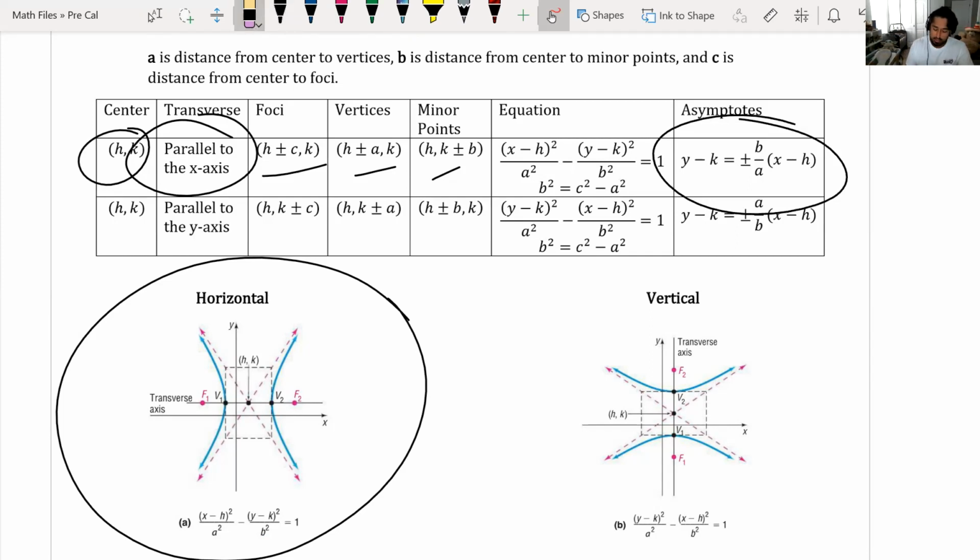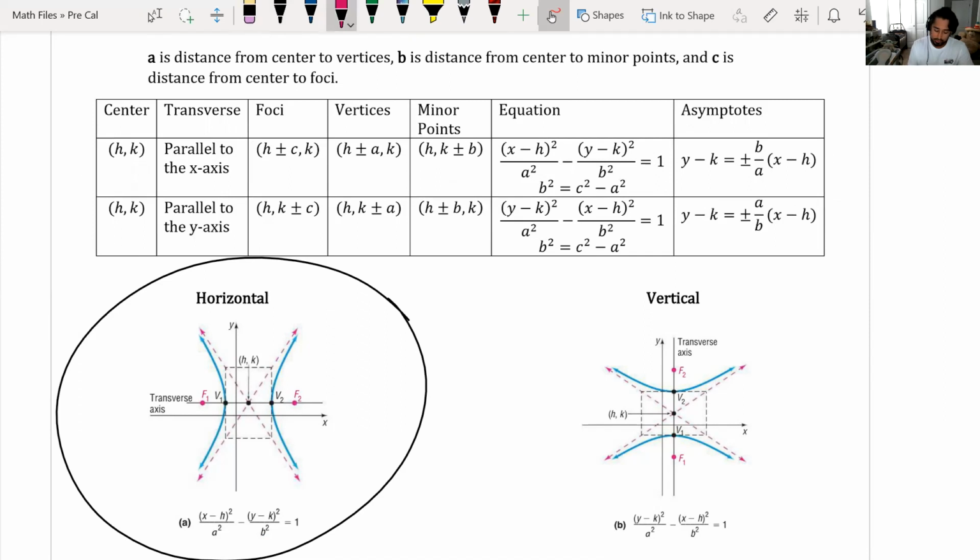All right. And of course, if you're parallel to the y-axis, you will use this equation. Now, look at the difference from the one above it. It's (y minus k) squared, but still the denominator is a squared. So, nothing like the ellipse where the bigger denominator goes with the right variable. Okay, and again, connected by subtraction, and the asymptote formula is a little different. The only thing different here is instead of b over a, it's a over b.